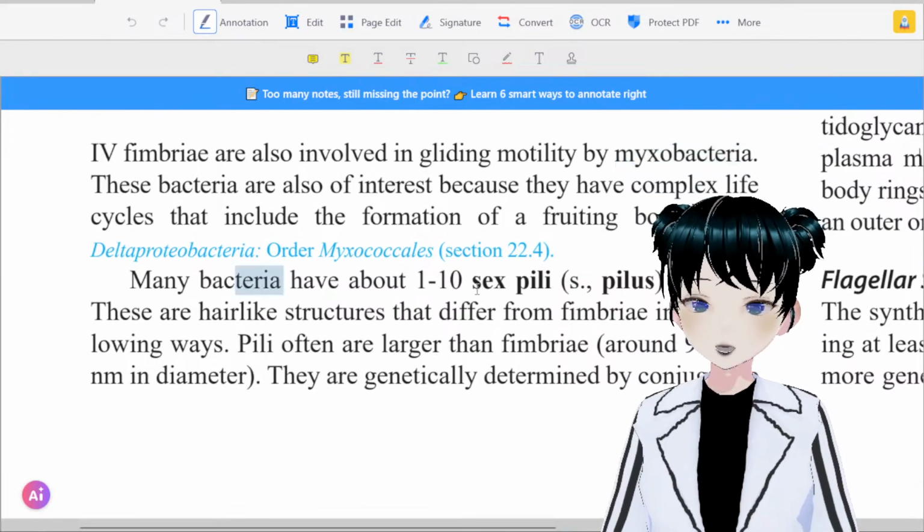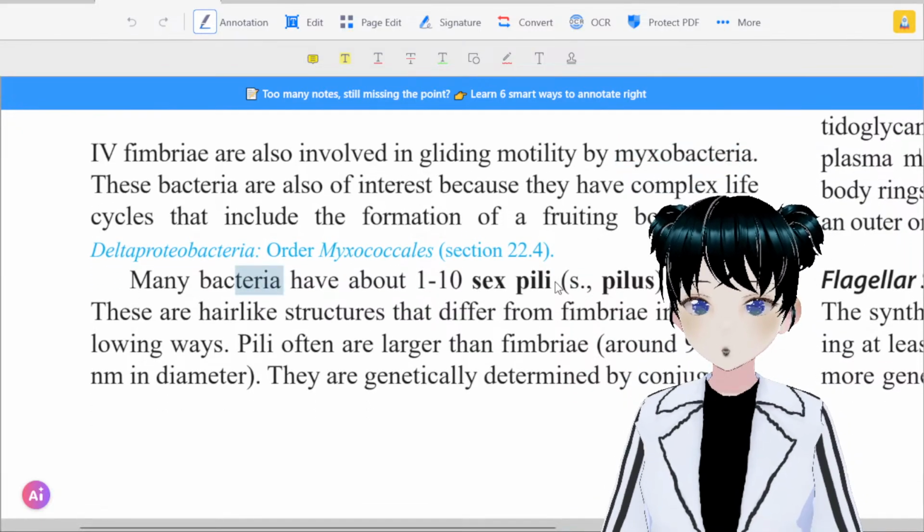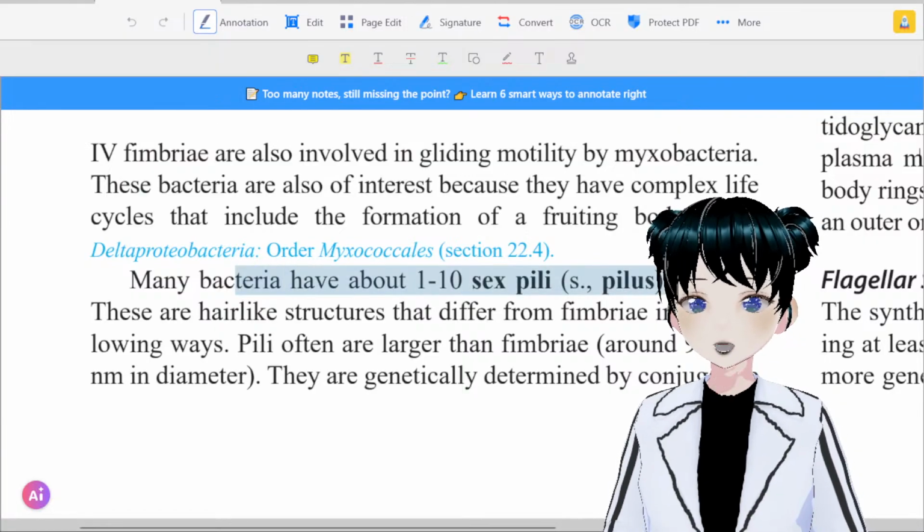Many bacteria have about 1 to 10 sex pili. Okay, now they are moving towards the sex pili from fimbria.